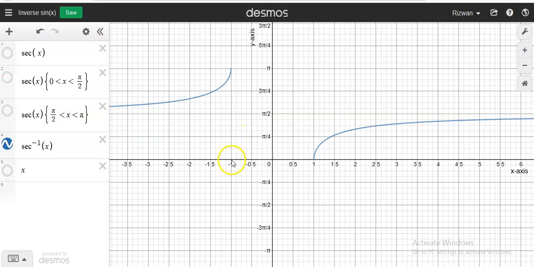Here you can better see that its domain is less than minus 1, this line, or greater than plus 1, this line, and you can see that its range is 0 to pi. So minimum it touches 0 at this point, and maximally it touches the pi value. So its range is 0 to pi, and domain is less than minus 1 to all numbers, or greater than 1 to all numbers.